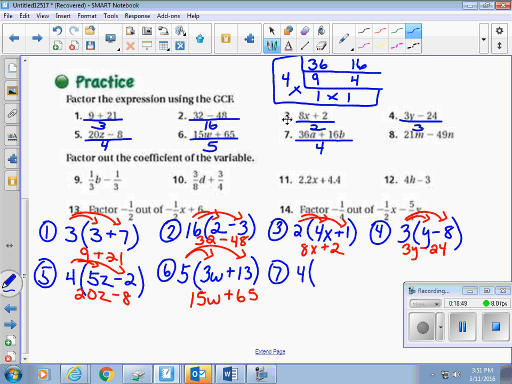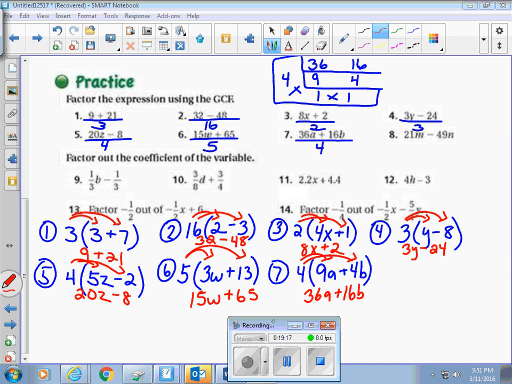36a divided by 4 would be a 9a. And 16b divided by 4 would be a positive 4b. Just like always, we are going to distribute to check. 4 times 9a would be a 36a. And 4 times 4b would be a positive 16b. And that matches my original expression, so we're good.